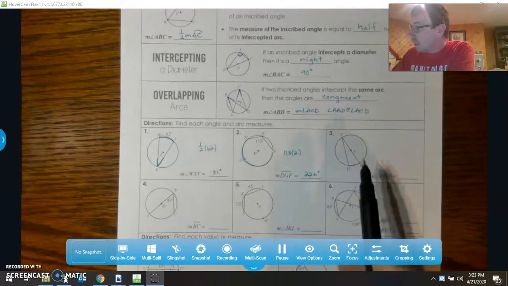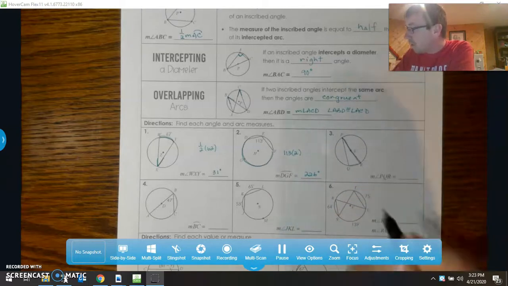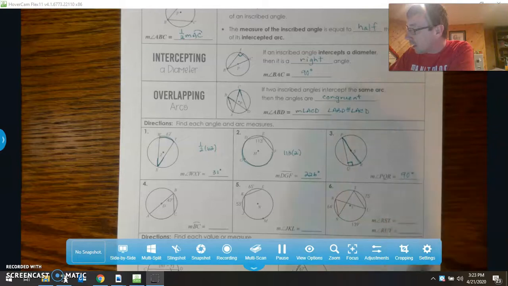So the measure of angle PQR, PR is a diameter. So that means the measure of angle PQR is going to be 90 degrees. Okay? Pretty much the same thing for 4, 5, and 6. I'm going to leave those to you guys if you want extra practice. If you want extra practice on that, you can ask me to see if you are correct.